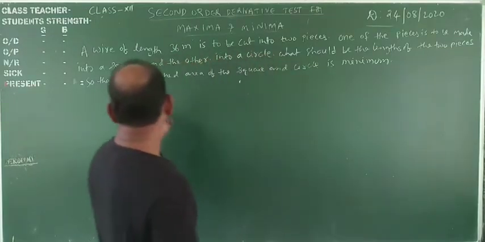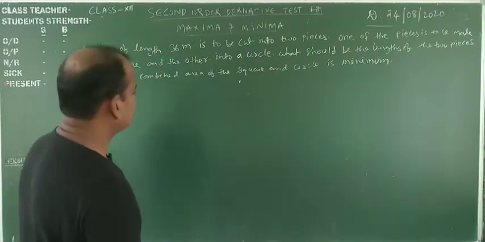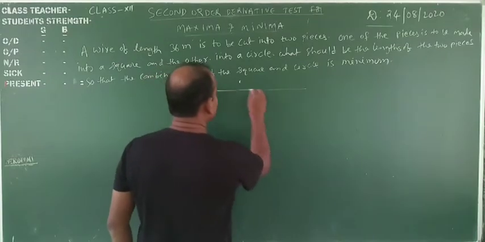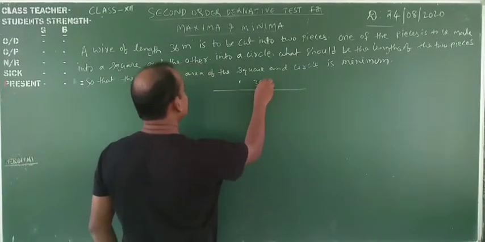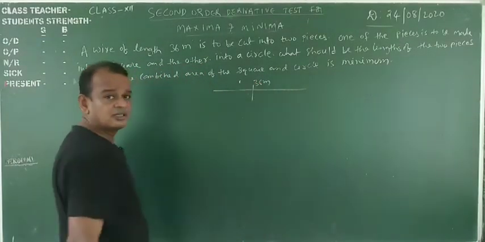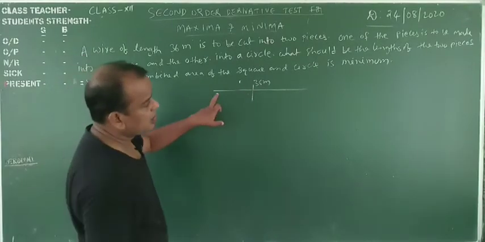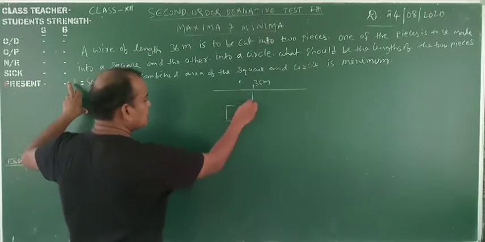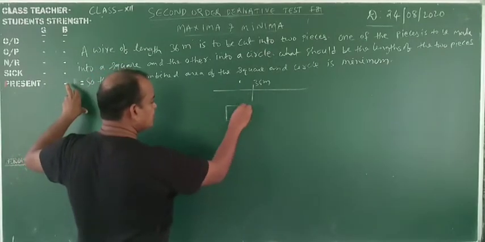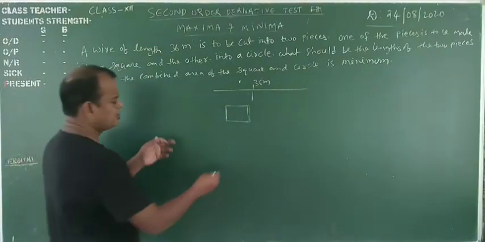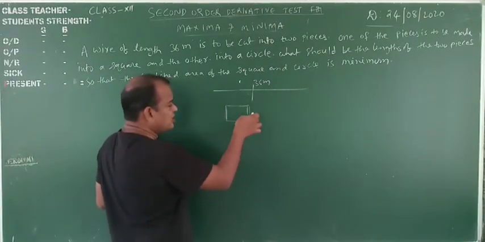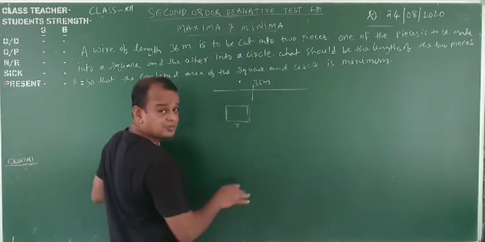A wire of length 36 meters is cut into 2 pieces. One of the pieces is to be made into a square. This piece, the total wire used by this one. Suppose let x be the side. The length of the wire is 4x, which is the perimeter.